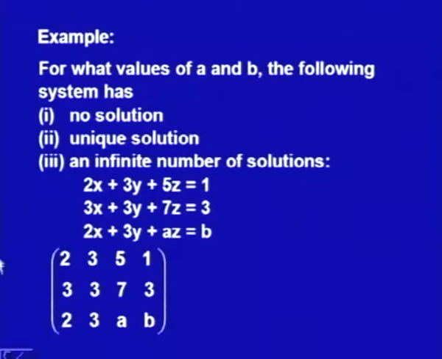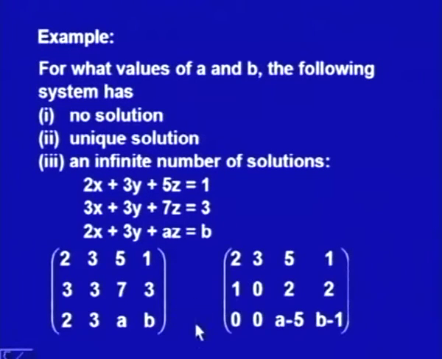So, to start with, I will consider the augmented matrix 2 3 5, 3 3 7, 2 3 a, that is the coefficient matrix, and the matrix B is 1 3 b. I try to apply linear transformations and reduce this matrix into this form. So, what I have done is I have subtracted this row from this. So, this is the linear operation I am applying. 3 minus 2 is 1, 3 minus 3 is 0, 7 minus 5 is 2, 3 minus 1 is 2, and I am subtracting the third row from the first row, that gives me 0, 0, a minus 5 and b minus 1.